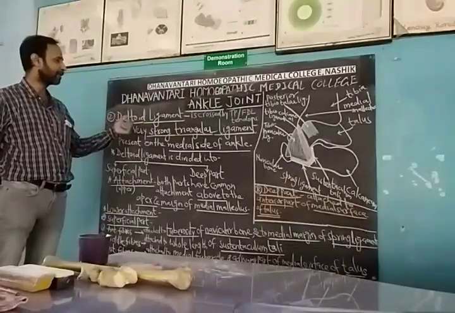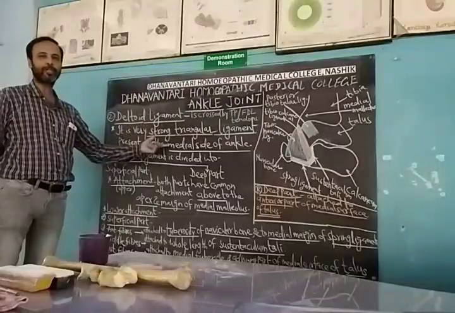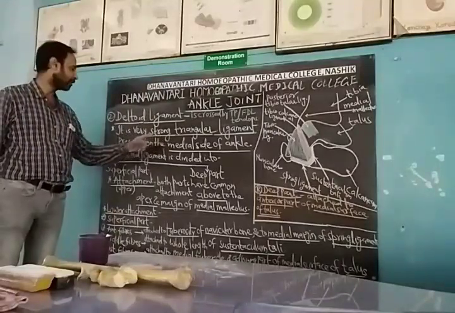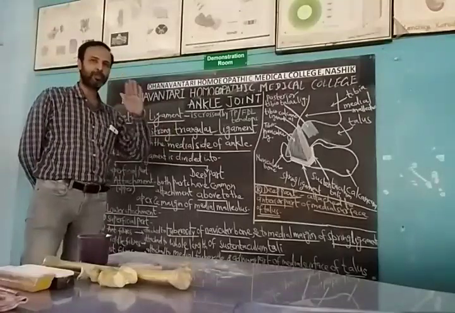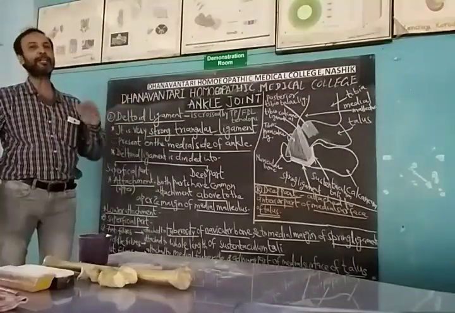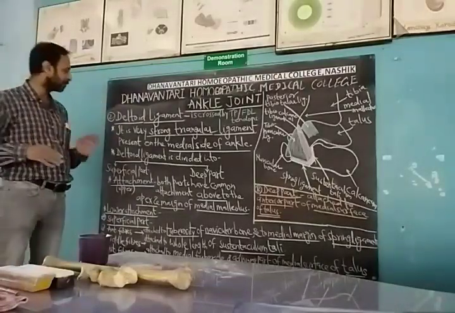So this deltoid ligament is a very strong and triangular ligament, and it is present on the medial side of the ankle. Now this deltoid ligament we can divide into two parts, the superficial part and the deep part.